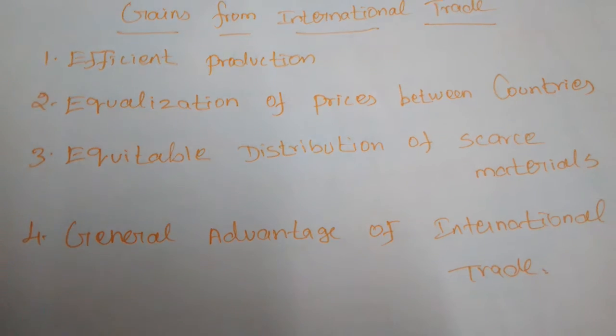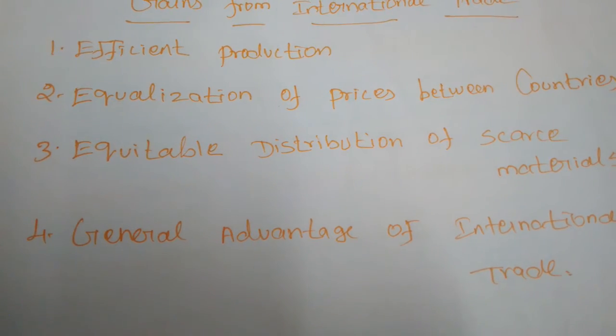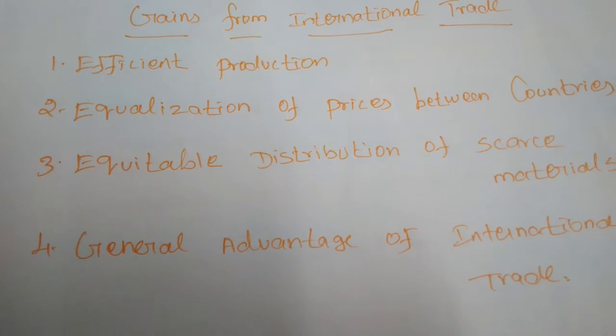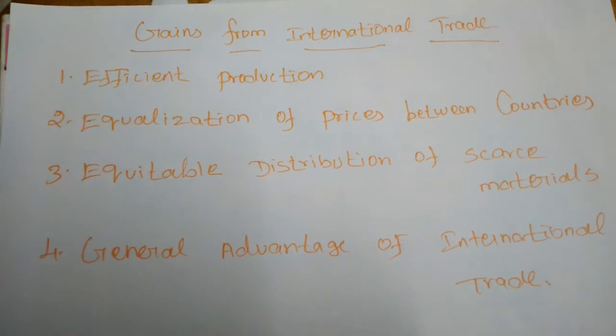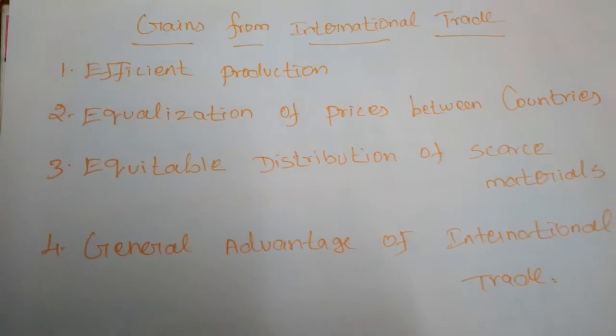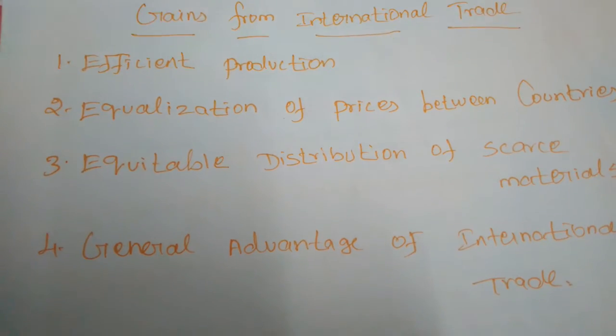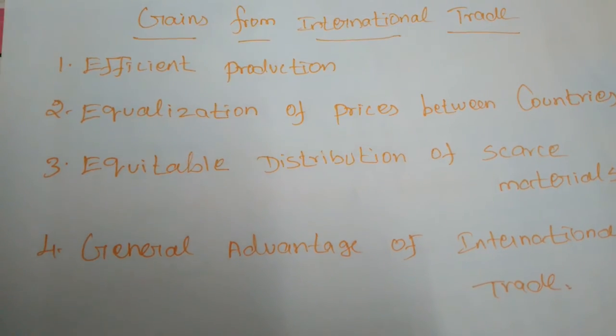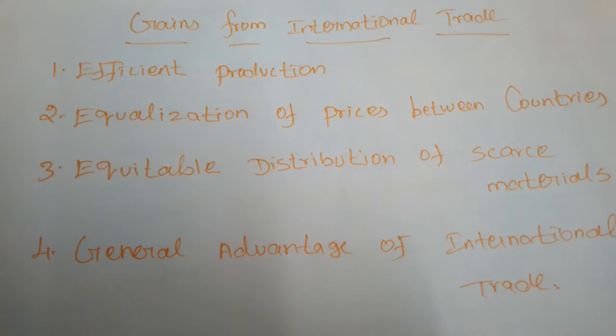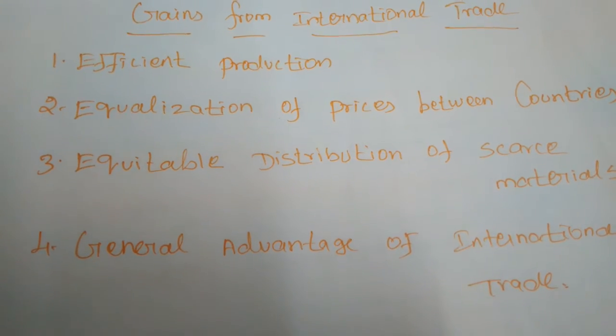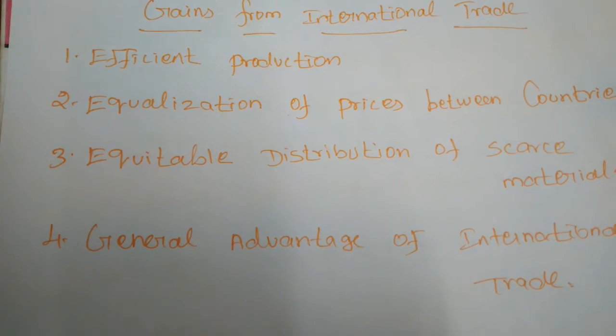So in this way, the nations will get perfection of skills in production. If we know how to produce a commodity, we have to focus on that commodity only. When we are focusing on the production of a particular commodity, we will get specialization or special skills.